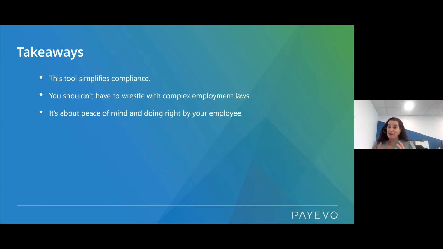So this brings us almost to the end, and I'm hoping that you walk away with the three things that we really wanted you to take from today. We talked about what it is, why we built it, how it works, how to use it, when to use it. That's great. What we want you to really take away as your end feeling is that this tool simplifies compliance. That's its job. You shouldn't have to wrestle with complex employment laws. That's our job. That's what we do.